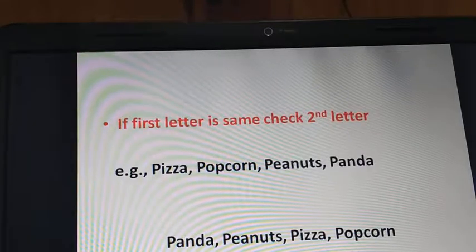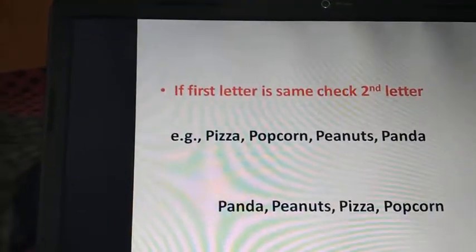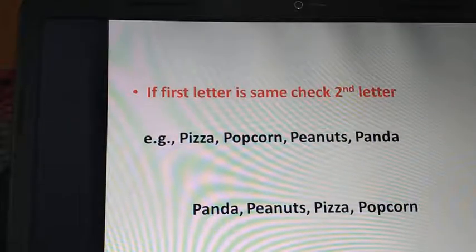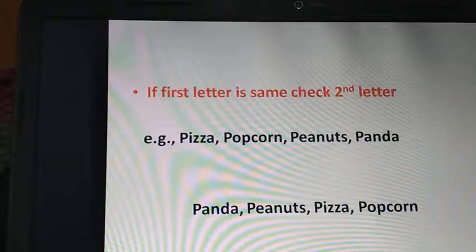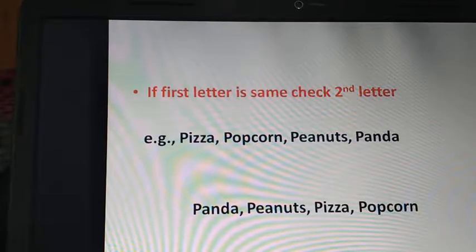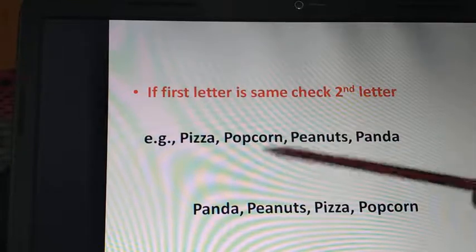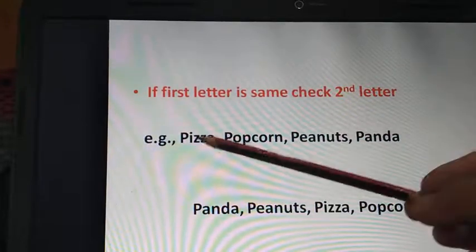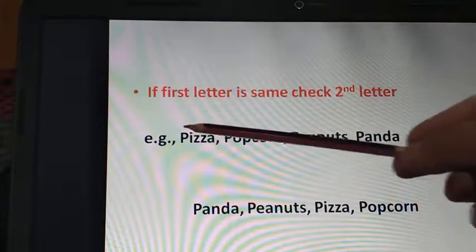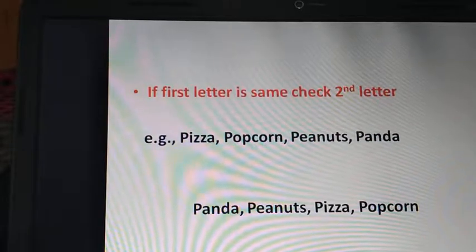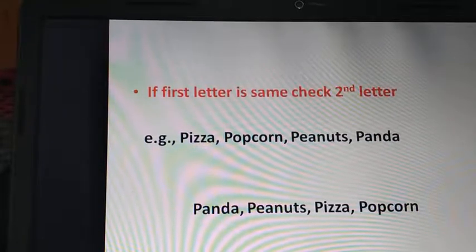Now, rule number two. If the first letter is the same, what do we have to do at that point of time? We have to check the second letter. Let us see how. Here, pizza, popcorn, peanuts, panda. See, here the first rule will not apply, because the first letter of all of them is common. P, P, P, P. In all the four, how can we arrange them in alphabetical order?